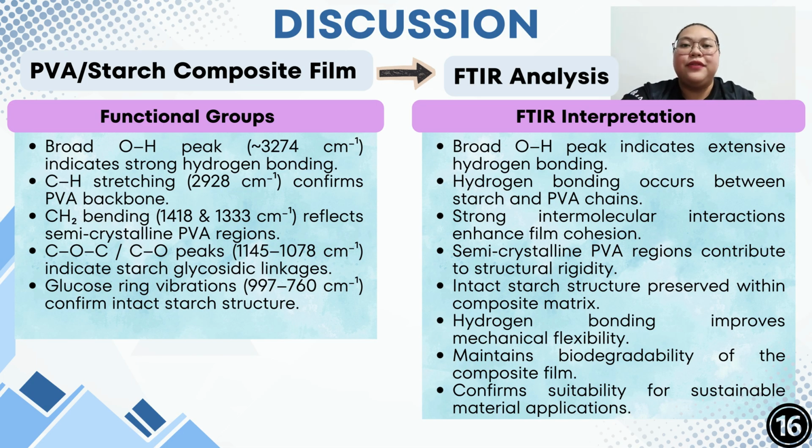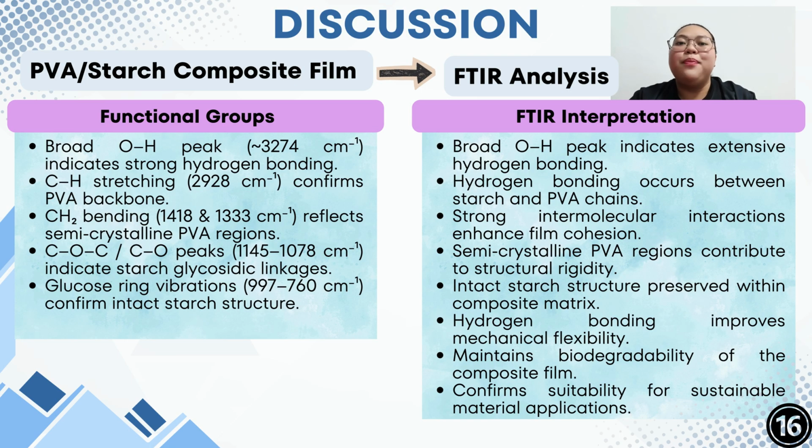CH2 bending vibrations at 1418 and 1330 correspond to the semi-crystalline region of PVA, which contributes to structural rigidity. Peaks between 1145 and 1078 correspond to C-O-C and C-O stretching, reflecting starch glycosidic linkage and alcohol groups from PVA. Glucose ring vibrations from 997 to 760 confirm that the starch structure remains intact within the composite.